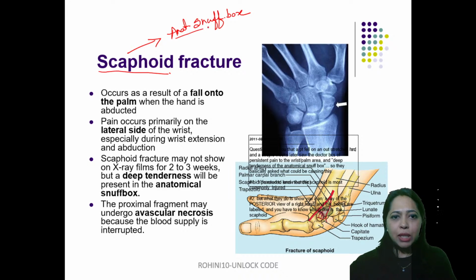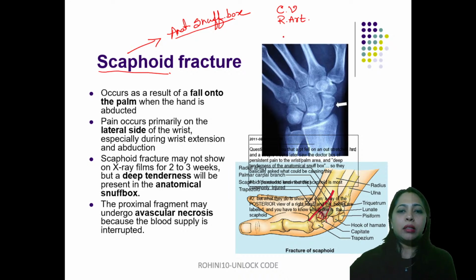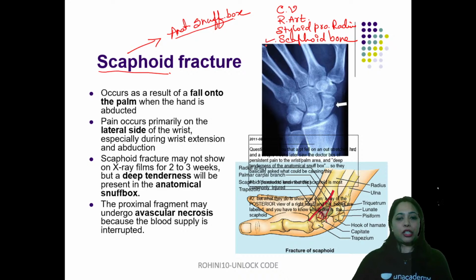What are the other structures in the anatomical snuff box? You can remember the cephalic vein, then the radial artery, and the styloid process of the radius. And you can also feel the scaphoid bone. So the fracture of the scaphoid bone happens when there is a push fracture or fall on the outstretched hand. This is the position.